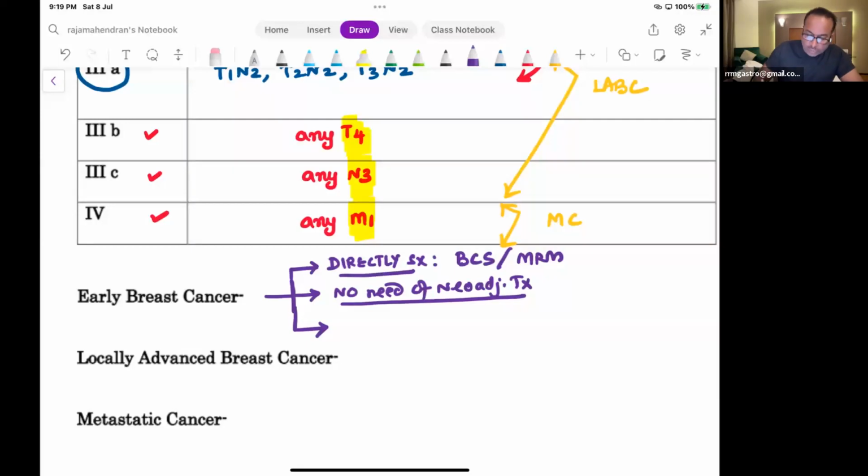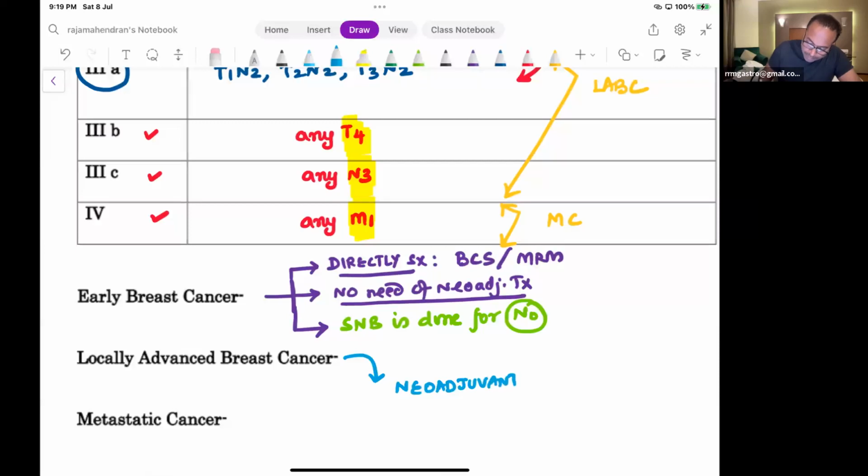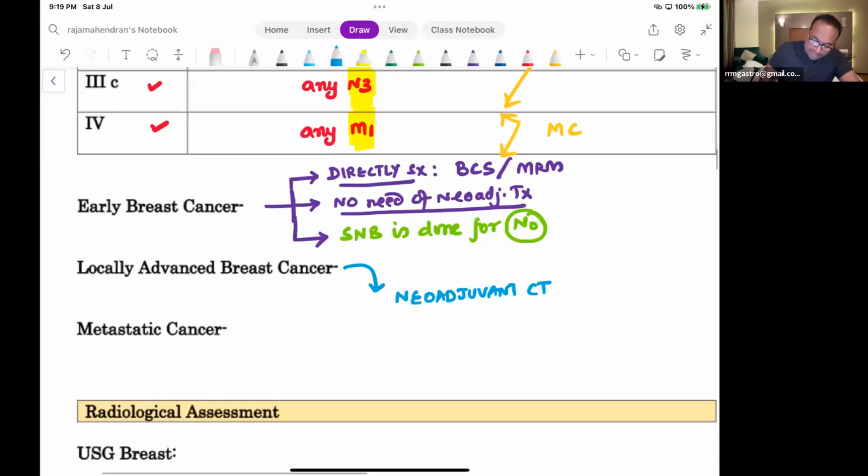neoadjuvant therapy for BCS. One more point, sentinel node biopsy is done for N0 cases. For N0 early breast cancer cases, we will do one procedure known as sentinel node biopsy. So when it is a locally advanced breast cancer, I will take them directly for neoadjuvant chemotherapy. Neoadjuvant chemotherapy will be done first, then only we will plan for anything else. Metastatic cancer, palliative therapy is done.